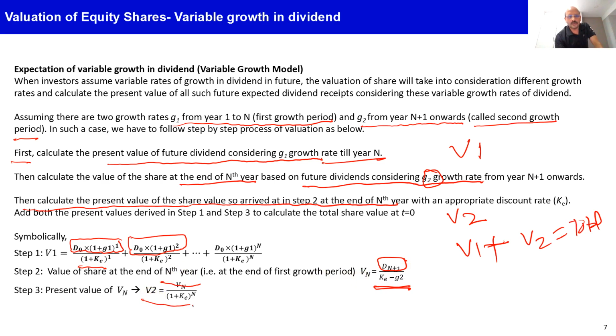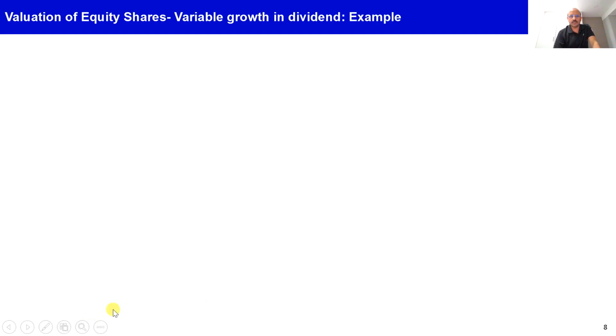So which we can calculate by Vn divided by 1 plus KE raised to power n. And then we have to simply add V1 plus V2 to get the total value of the shares in today's terms. Let us understand this with a simple example.